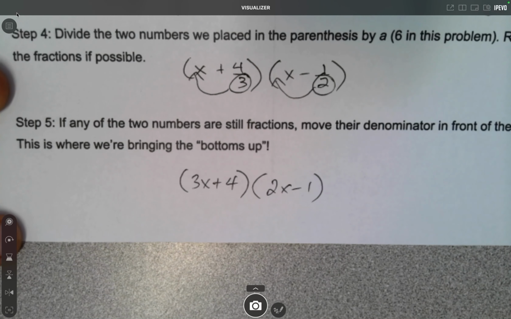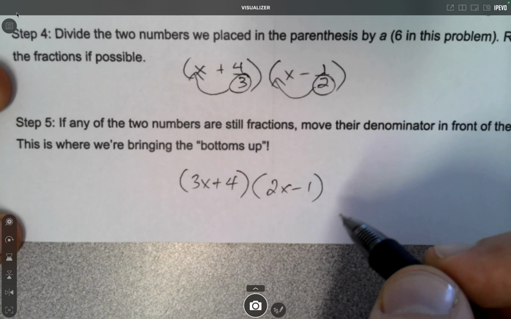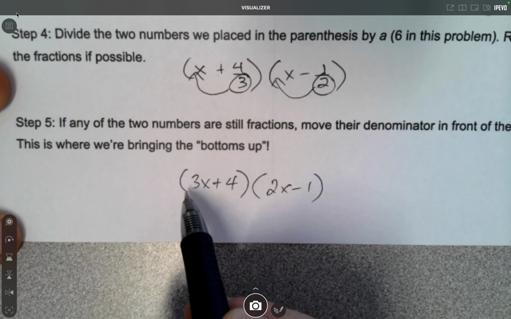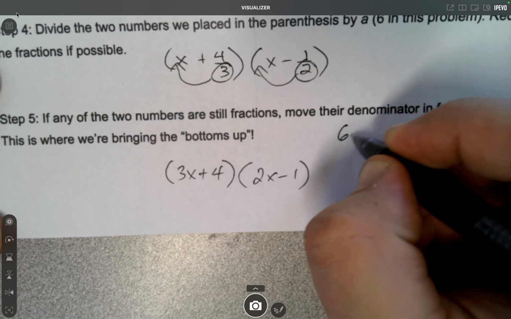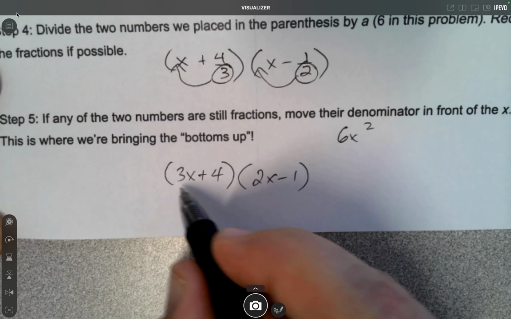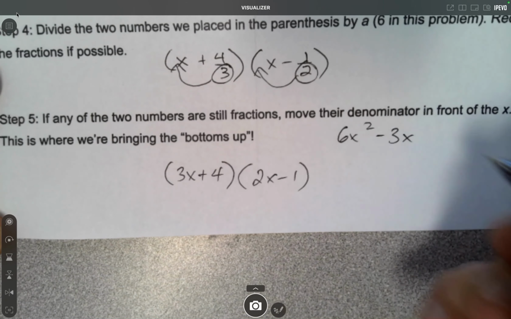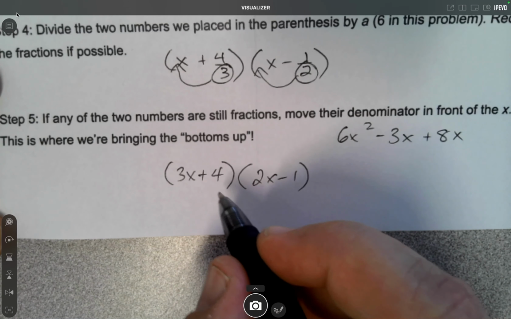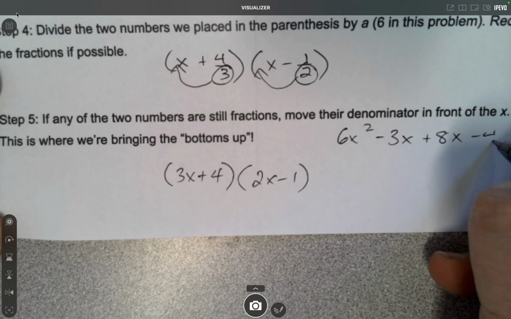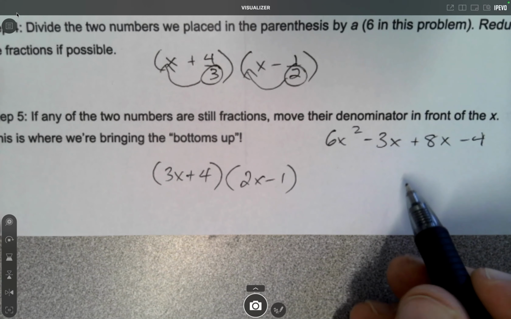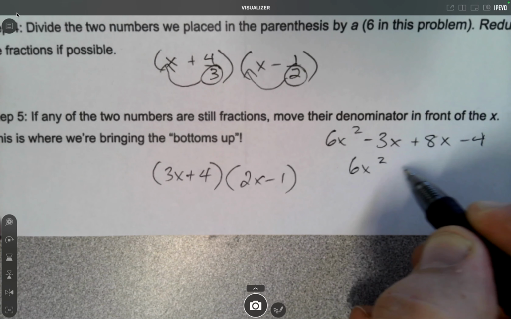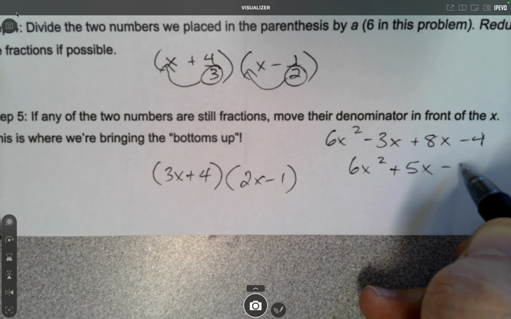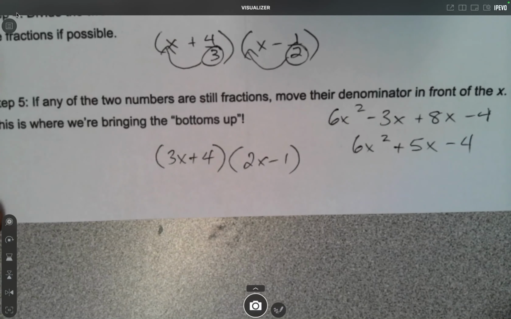And I won't make you do this very often, but let's just test it, make sure it works. Let's make sure when we FOIL, it gives us what we started with. So 3x times 2x is 6x squared. 3x times negative 1 is negative 3x. 4 times 2x is 8x. 4 times negative 1 is negative 4. And then if we combine those like terms, negative 3x plus 8x is 5x. And that is exactly what we started with.